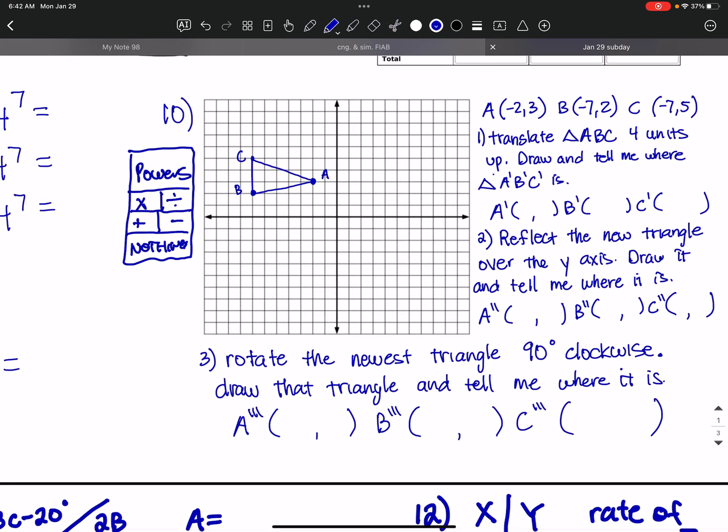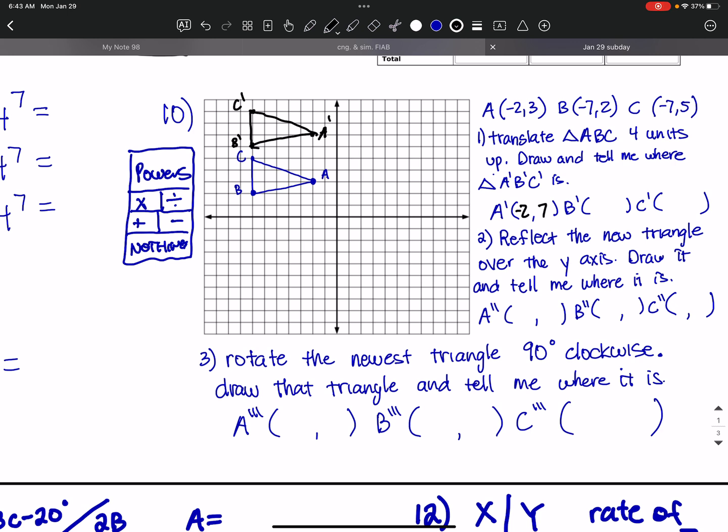Okay, over here, first thing I want you to do is translate this 4 units up. So if I was going to make it 4 units up, 1, 2, 3, 4 would be the new spot for C. 1, 2, 3, 4 would be the new spot for B. 1, 2, 3, 4 would be the new spot for A. So I'd have to draw this in like that. So that's where B prime, C prime, and A prime are. And I have to say, okay, let's see. I can count where those are. A would be at -2, and now it's at 7.